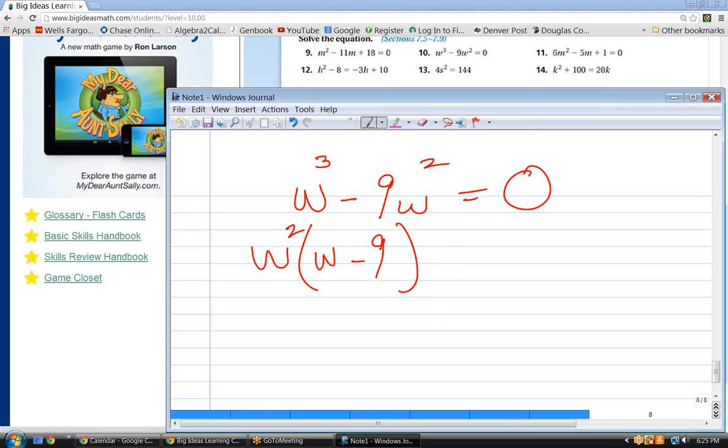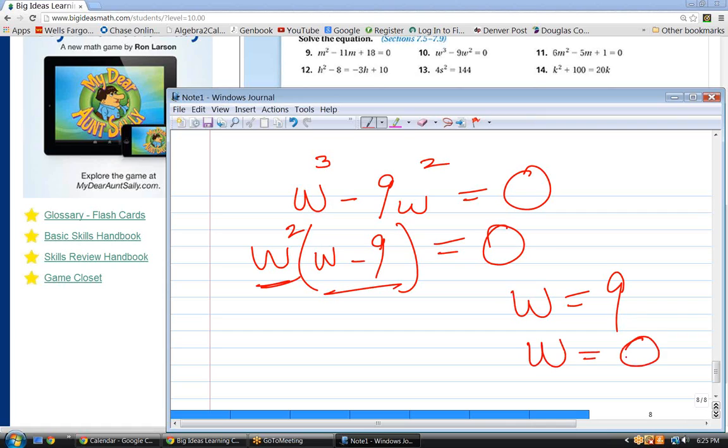So, if all of that's equal to 0, what are my solutions? Positive 9. That's one of them. And then, I don't know the other one. Well, remember what I said, that when you have two things multiplied together that equal 0, set either one of them equal to 0. Well, we set that one equal to 0 and got W equals 9. Well, now we need to set that equal to 0. What is W? W squared equals 0? Yeah, which means W equals 0. Those are the two solutions.